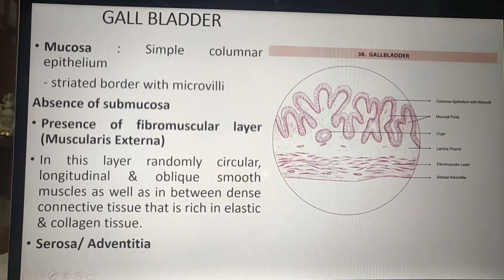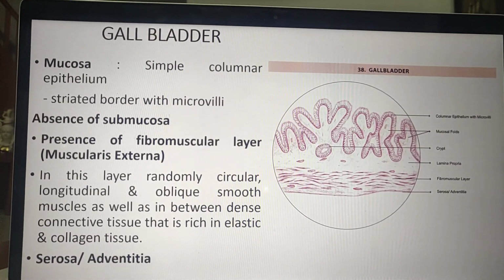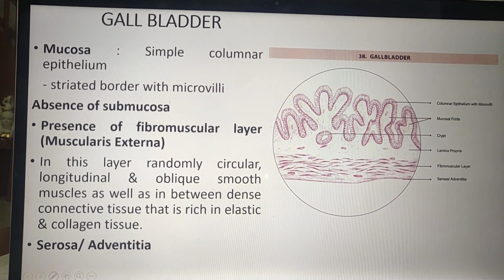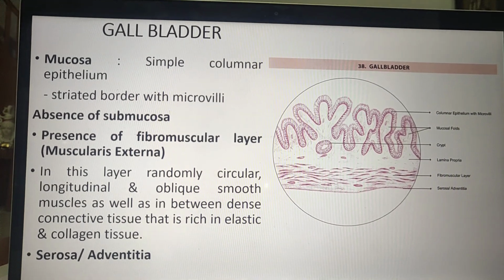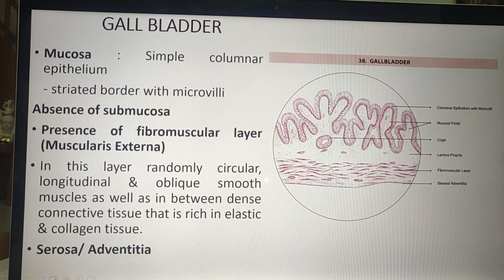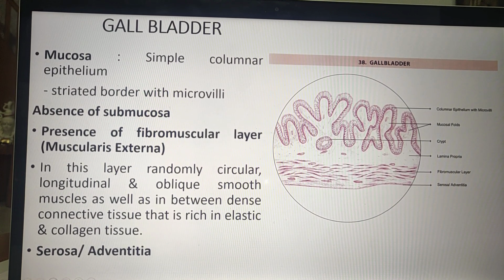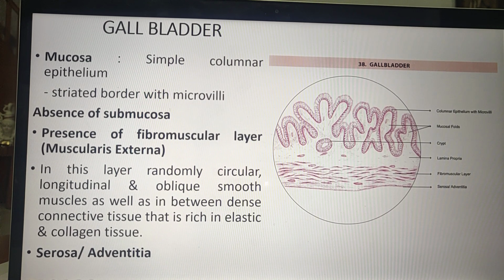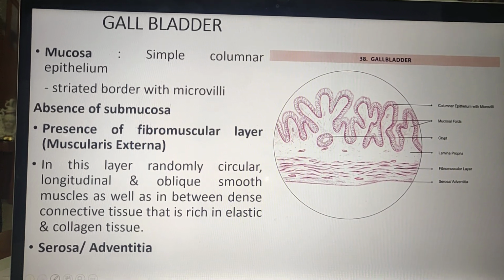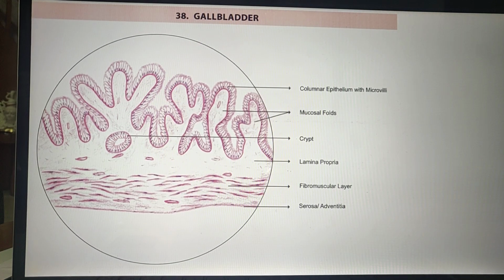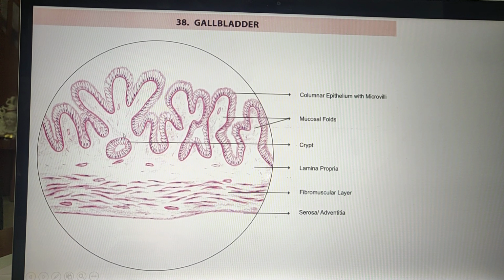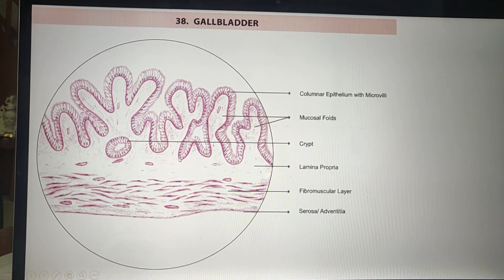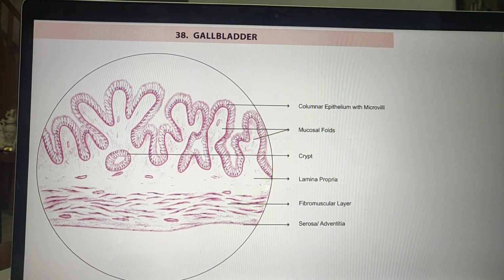So basically you have to remember how to separate the gallbladder from the gastrointestinal tract, meaning the duodenum, jejunum, ileum and large intestine. It is differentiated by the absence of submucosa, and also by the fibromuscular layer, which contains three kinds of muscles, circular, longitudinal and oblique, with dense connective tissue in between that is rich in elastic and collagen fibers. This is the difference. Also, the gallbladder has crypts of Lieberkuhn that are absent or very few compared to the small intestine. But basically you have to remember the absence of the submucosa.